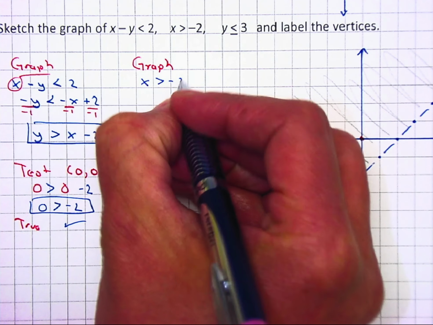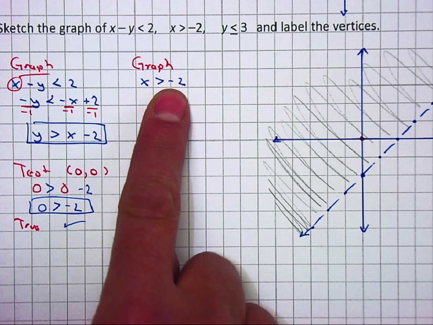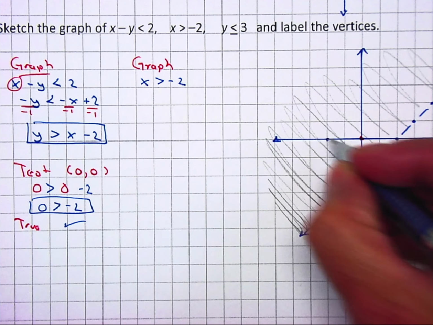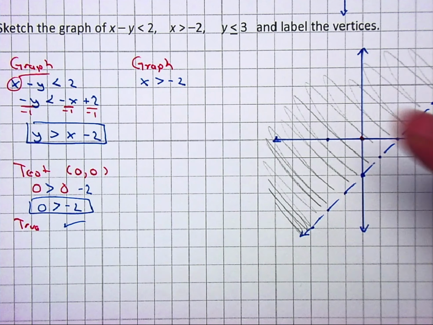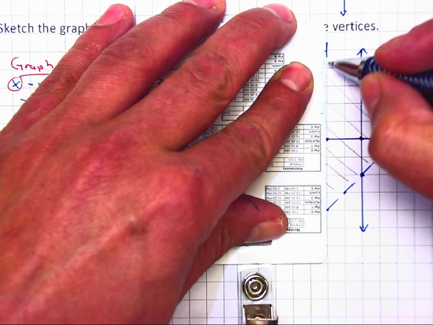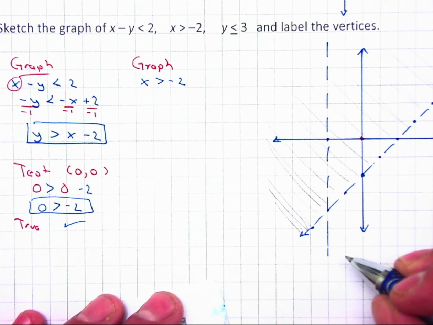x is greater than negative 2. So x equals negative 2 is going to be a vertical line. And also, once again, it's going to be dashed. Make sure that you are using your ID or a ruler to make straight lines.